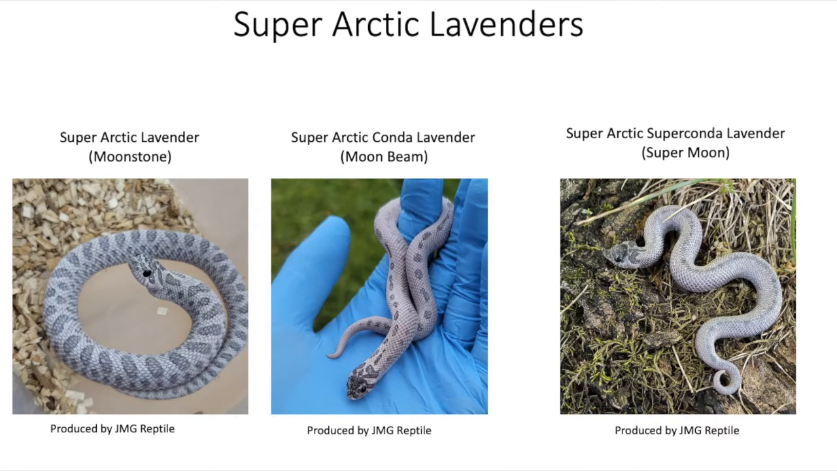And then we can take it a step further and go over to super Arctic lavenders. On the left hand side, we have the super Arctic lavender, which is called the moonstone. In the middle, we have the super Arctic conda lavender, which is called the moonbeam. And on the right hand side, we have super forms of both incomplete dominants, the super Arctic super conda lavender, also known as the supermoon. In my opinion, lavender works really well with super Arctic compared to a lot of the other recessives. That's just my personal opinion, and this combination holds its value very well.